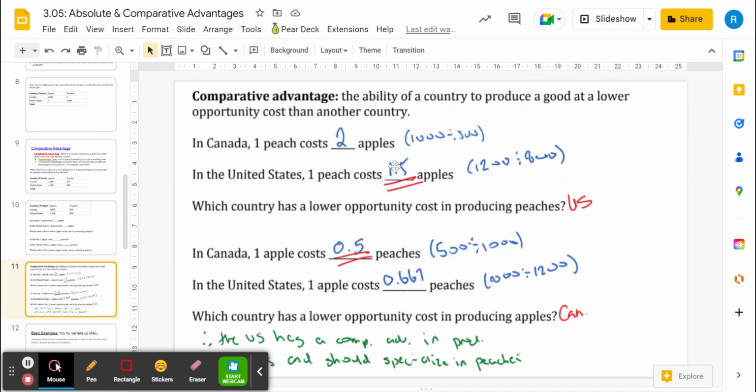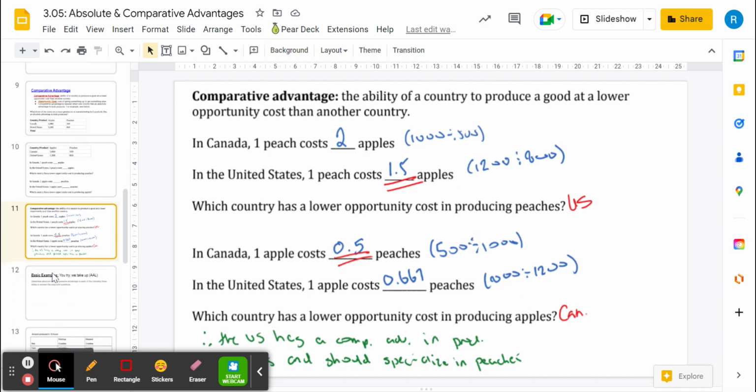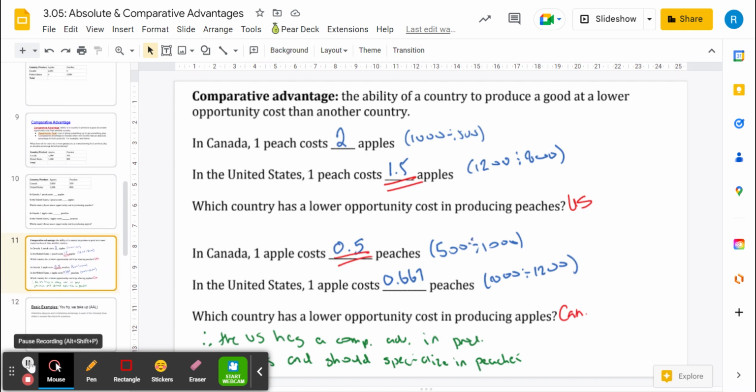Here's also a recap of what I just explained. So this was the definition for comparative advantage. Comparative advantage is the ability of a country to produce a good at a lower opportunity cost than another. So this was all the different opportunity costs we just calculated. And you can see that Canada has the lower opportunity cost in apples. 1 apple costs them only 0.5 peaches. And America has the lower opportunity cost in peaches. 1 peach only costs them 1.5 apples. And therefore, the optimal solution would be for them to specialize.